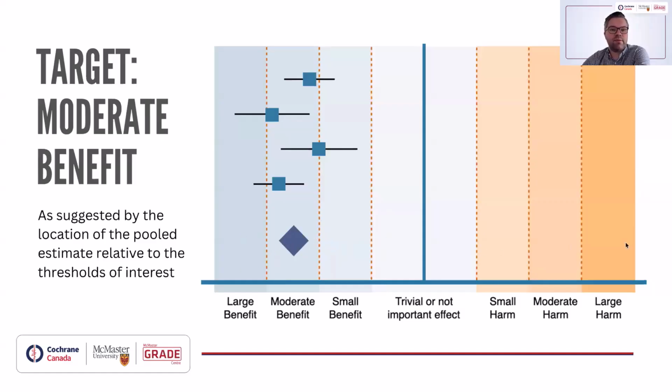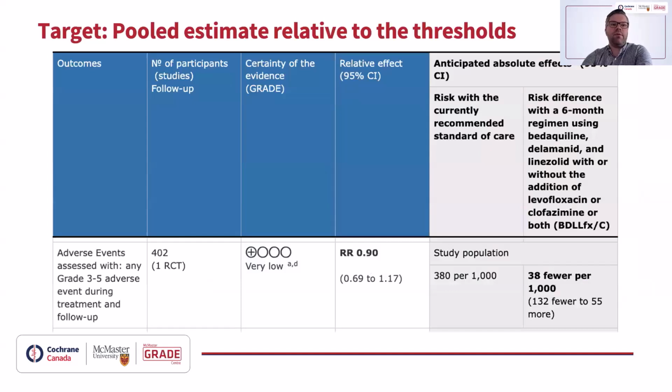And likewise, we have the same thresholds on the harm side for going from a trivial to small harm, small to moderate, moderate to large. So for our reviews, while this forest plot figure looks familiar to us, what do we mean? So for example, when we are thinking about the target for a certainty rating, that is about our pooled estimate relative to the thresholds.